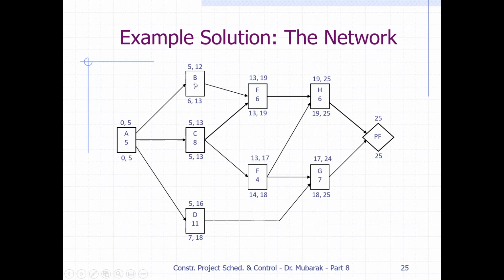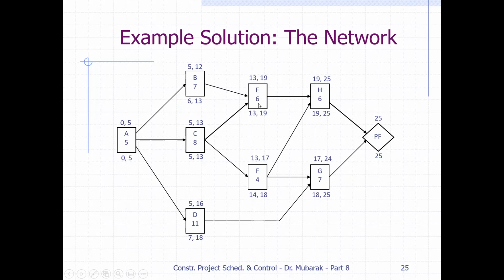So then B and C. Both should finish, then E will start. B finished at 12, C finished at 13. When we move forward, we take the highest, so 13. So 13 plus 6 is 19. Similarly, this 13 comes here, plus 4 is 17.